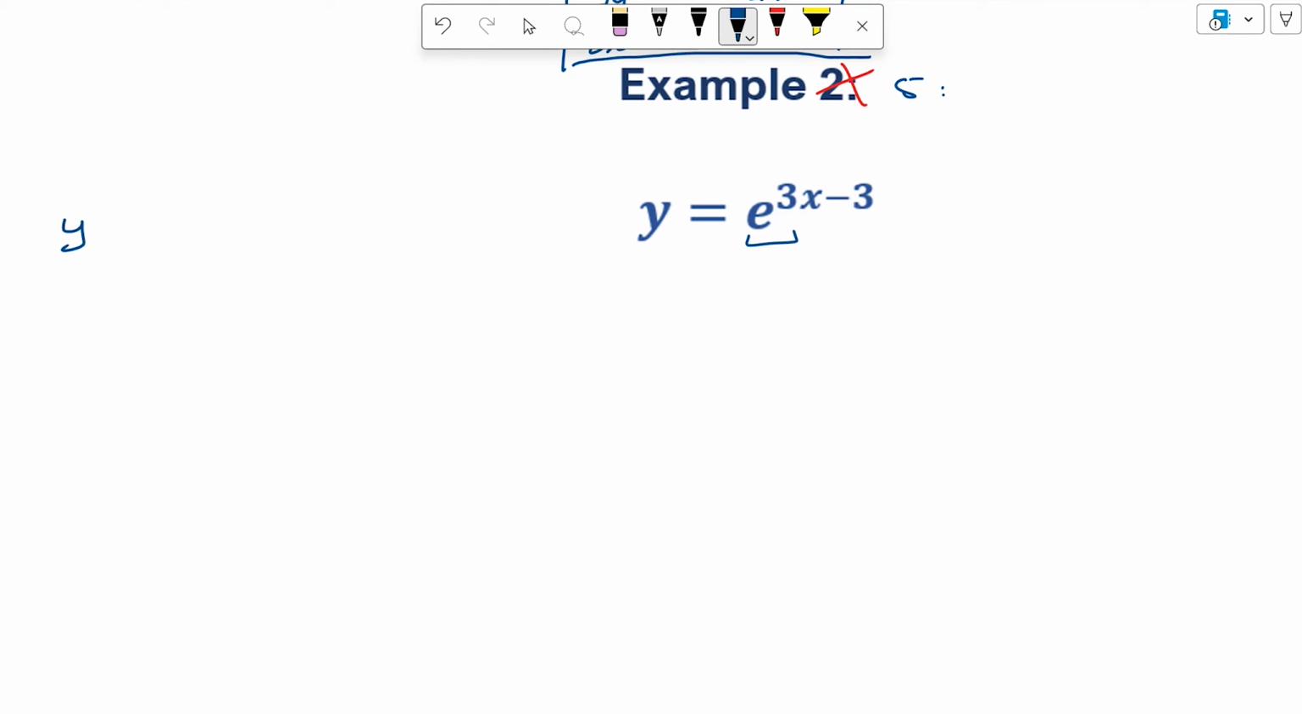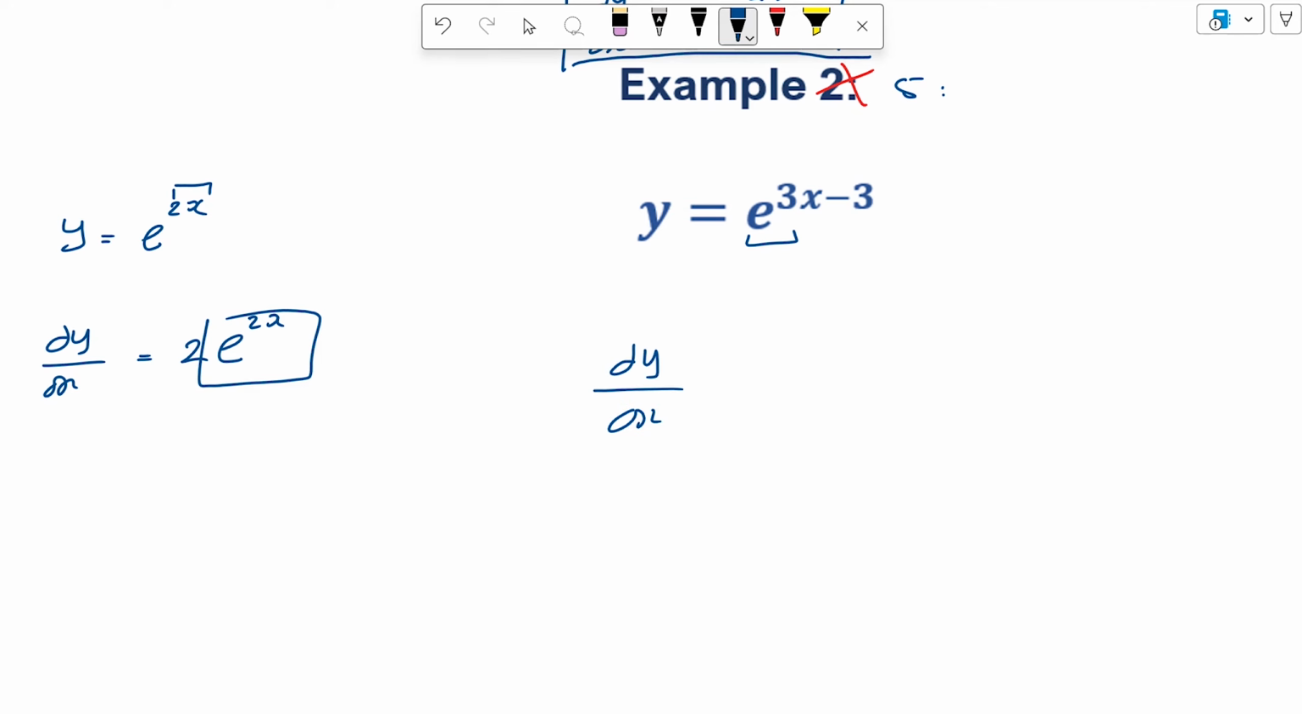So if you had something like y is equal to, I don't know, e to the 2x, the differentiation would simply be dy over dx. Differentiate this thing, it is going to just be 2, and then you just bring it down. 2e to the 2x. This thing remains the same, it remains constant. So let's differentiate this. dy over dx. Differentiate what's above.